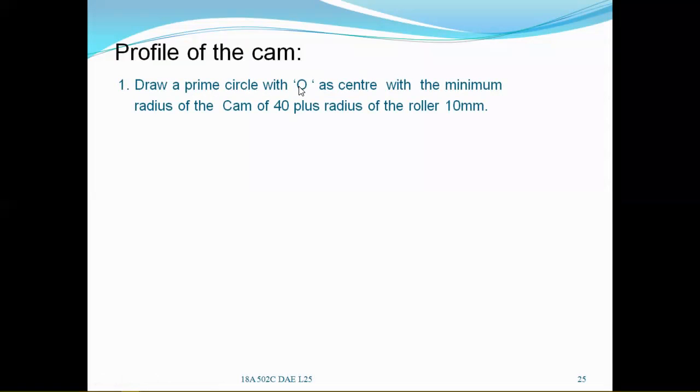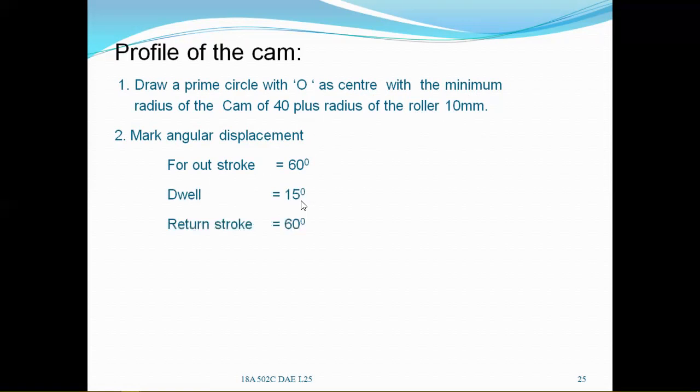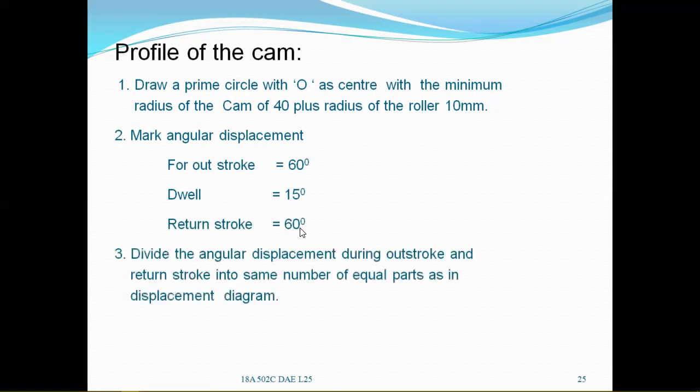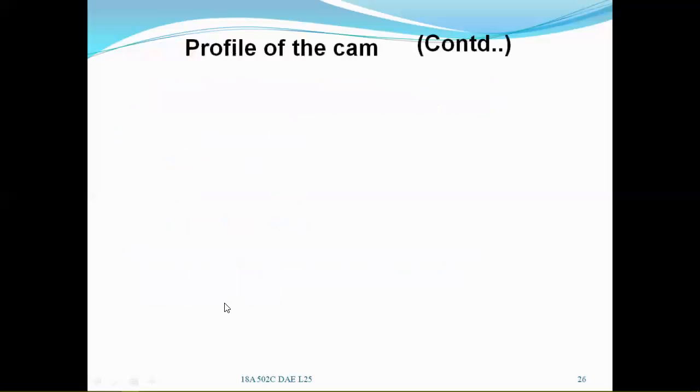Draw a prime circle with O as center with the minimum radius of the cam, 40 mm, plus the radius of the roller. That is, the roller diameter is 20 mm and the radius of the roller is 10 mm. So 50 mm. And mark the angular displacements for outstroke 60 degrees, dwell 15 degrees, return stroke 60 degrees, and divide the angular displacement during outstroke and return stroke into the same number of equal parts as we have done in the displacement diagram.